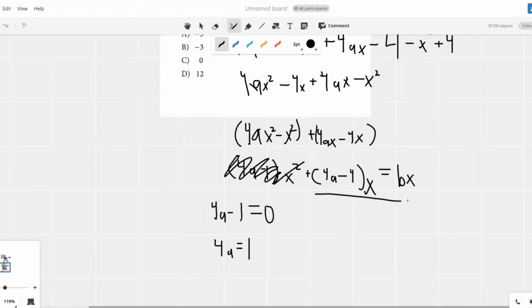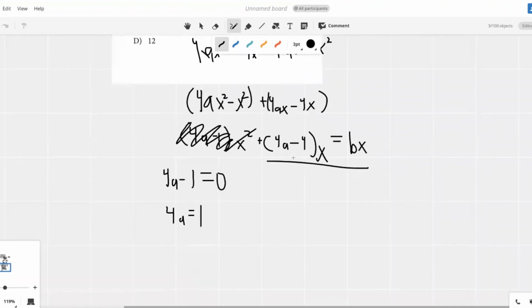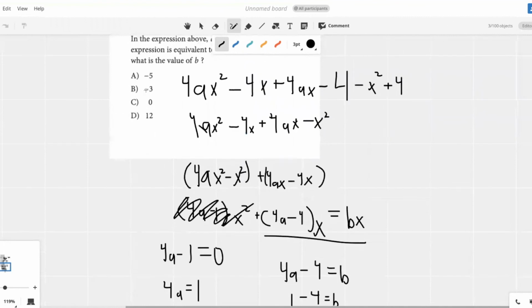Let's just focus on this part of the equation. 4a minus 4 times x equals bx. Now, we can cancel the x's out to make it look like 4a minus 4 equals b, which is what we're going to do because we need to solve for b. And at this point, we know that 4a equals 1, so we can just plug that in. And we're going to do 1 minus 4 to find b, and that is equal to -3. So b equals -3. And that corresponds with answer choice B.